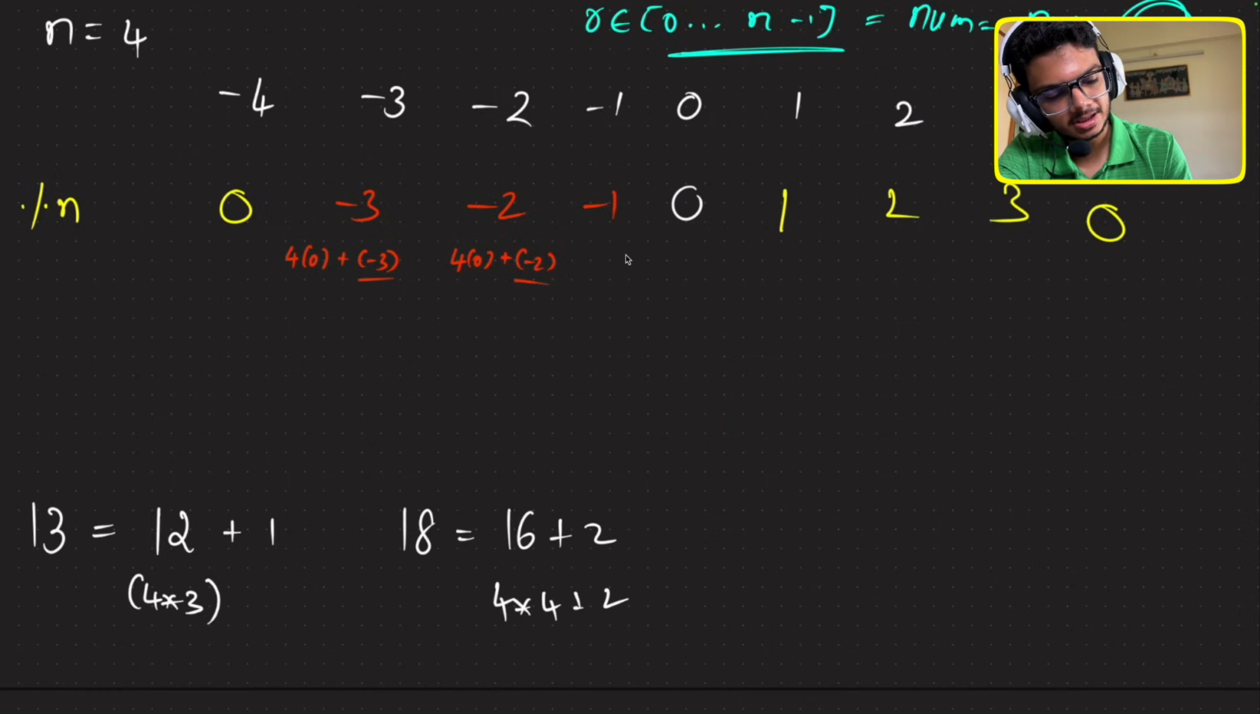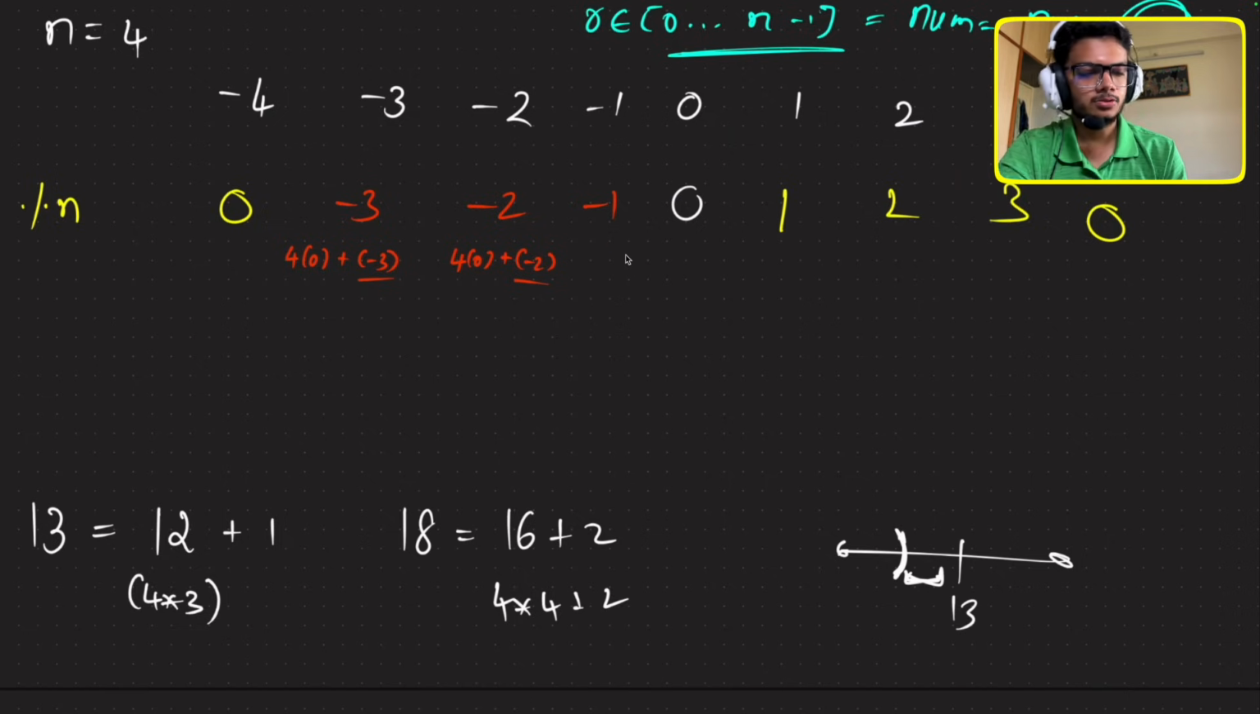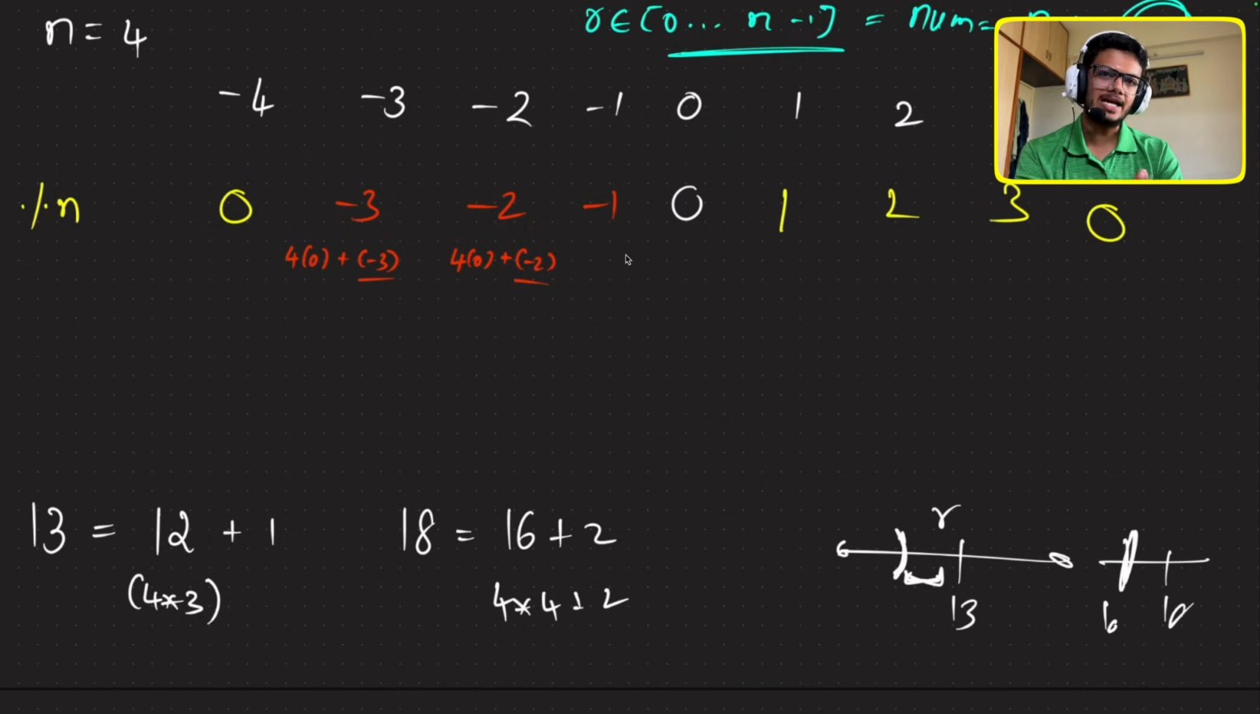In other words, on the number line, you have 13 here. You first try to reach 12, and whatever remains is the remainder, right? And in the same way, you try to reach 18. You first reach 16, the closest multiple of 4 from the left, and whatever remains is the remainder. So if this is the logic you use when you calculate remainders, the same thing should happen for negative numbers as well, right? To maintain consistency.